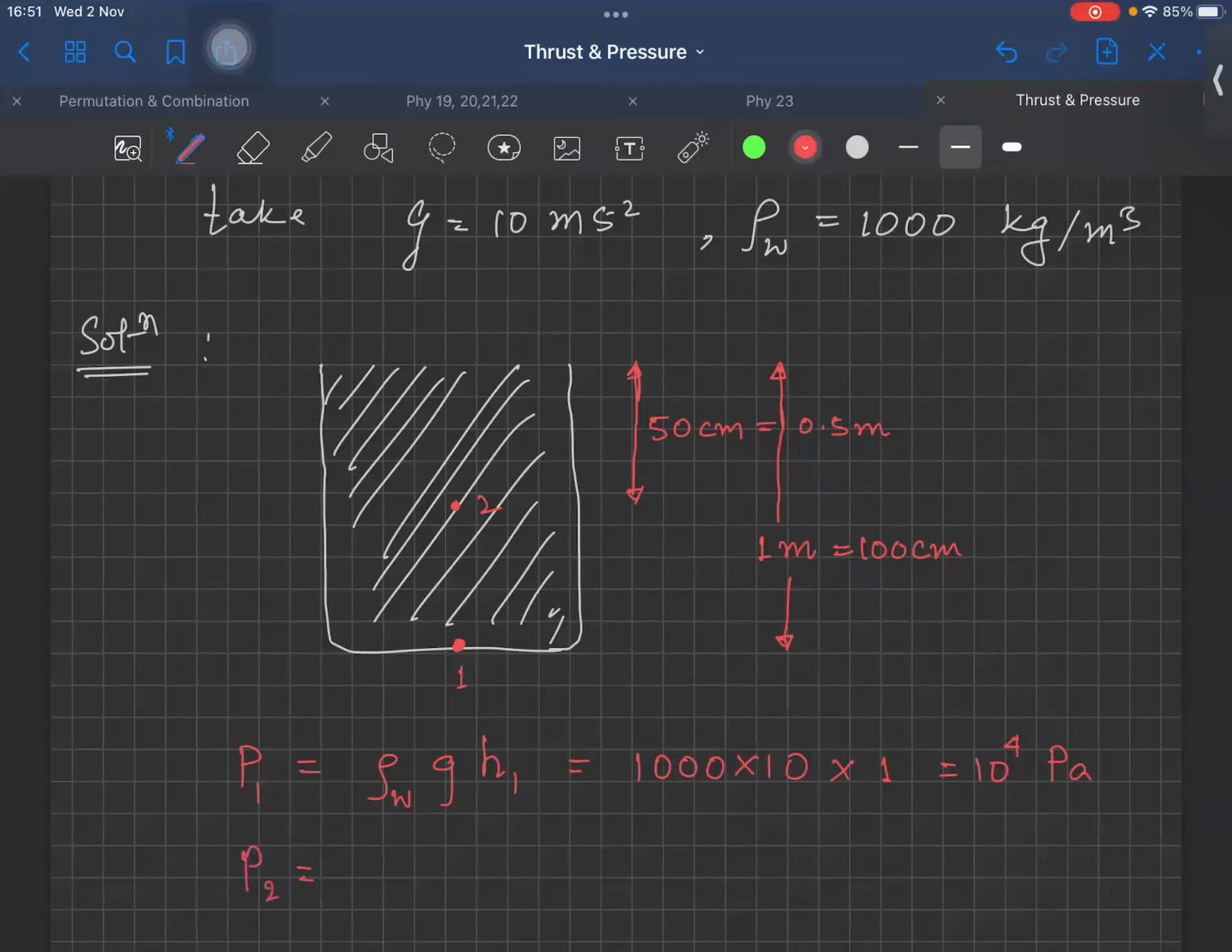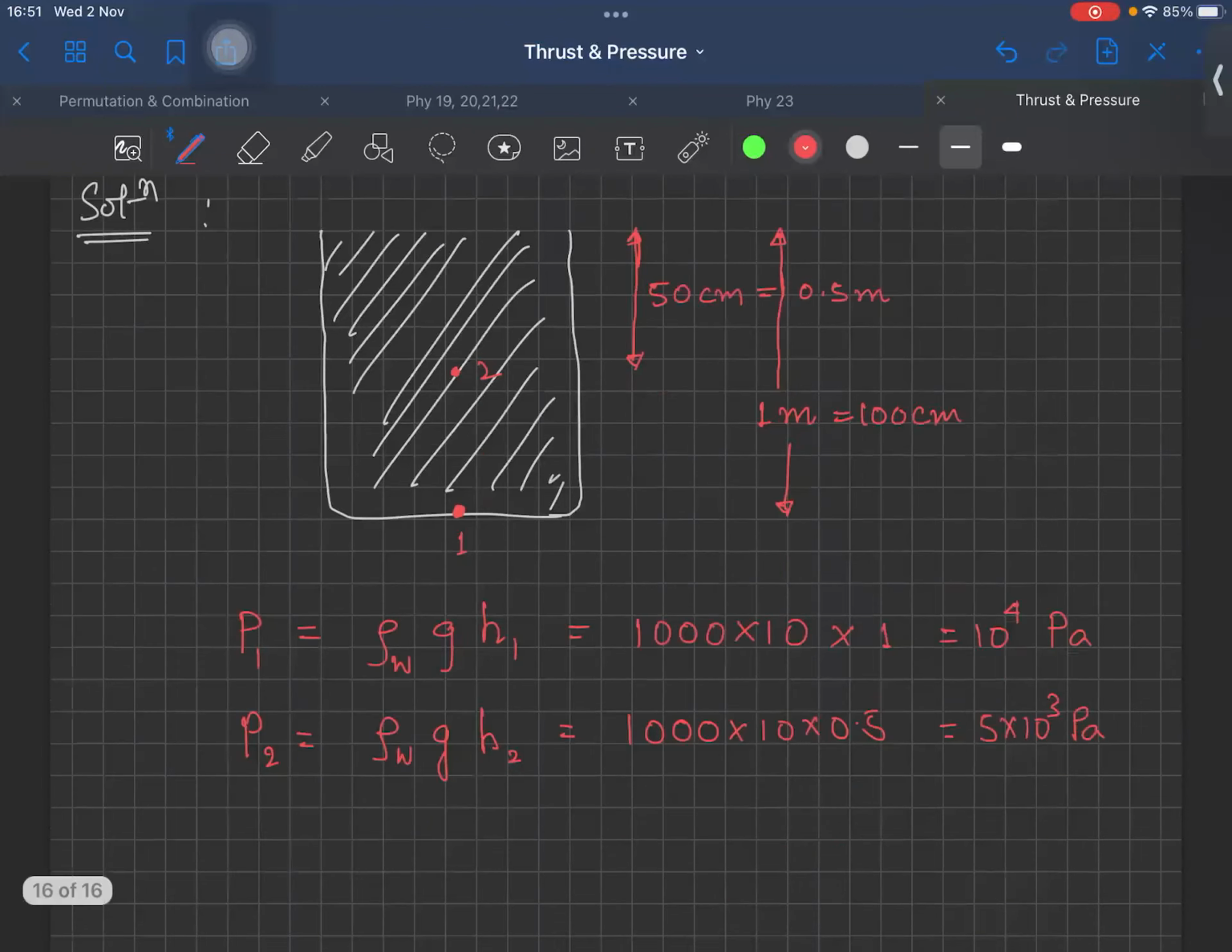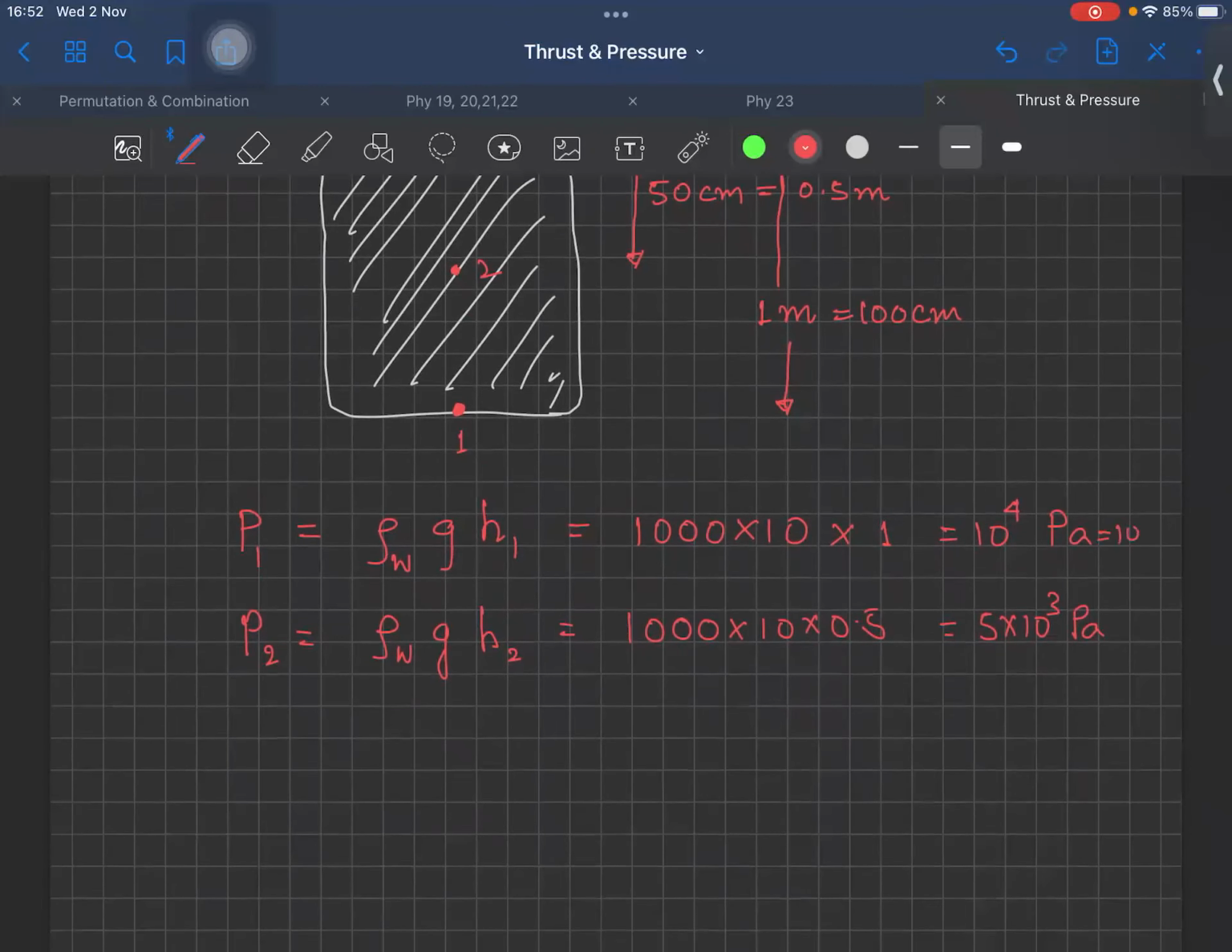P2 will be equal to rho W g into h2. That is 1000 into 10 into 0.5. That is equal to 5 into 10 to the power of 3 Pascal. Okay, got it? Correct? Yes, sir. Or you can also write here 10 kilopascal, and here you can write 5 kilopascal.